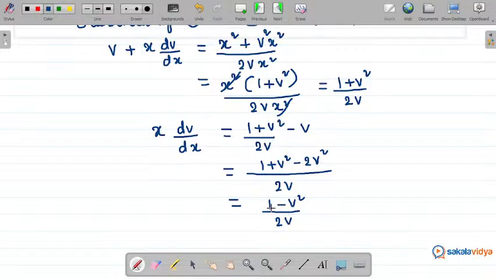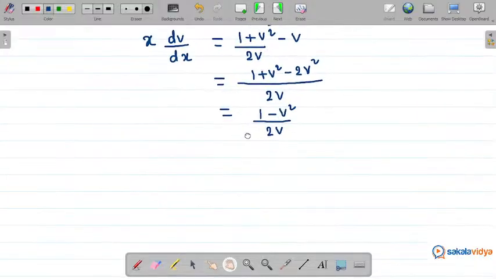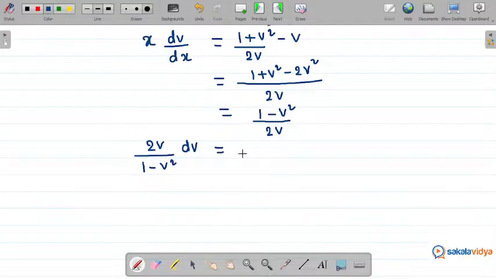How do you write variable separable form? Bring the function of v to the left hand side with dv, and the function of x with dx to the right hand side. So what do we write now? This can be written as 2v by 1 minus v square dv, that means dv is the differential of v, is equal to dx by x.